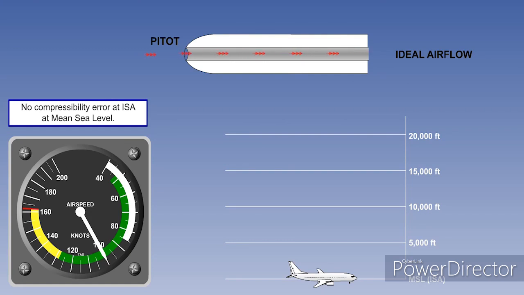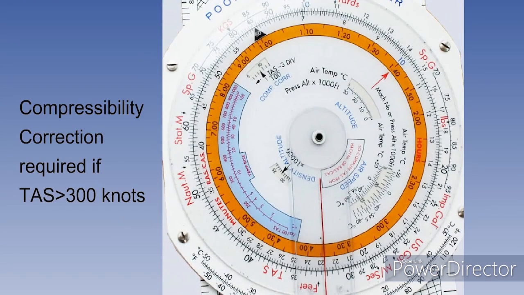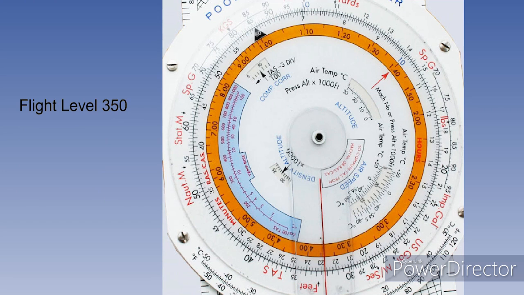The airspeed indicator is calibrated to allow for compressibility at an atmospheric density of 1225 grams per cubic meter, or ISA at mean sea level. However, at any other density, which in practice means nearly always, there is compressibility error. Compressibility error is insignificant at true airspeeds up to 300 knots, but must be applied if the initial calculation gives a TAS of more than 300 knots. Let's see how we deal with it in the following example.